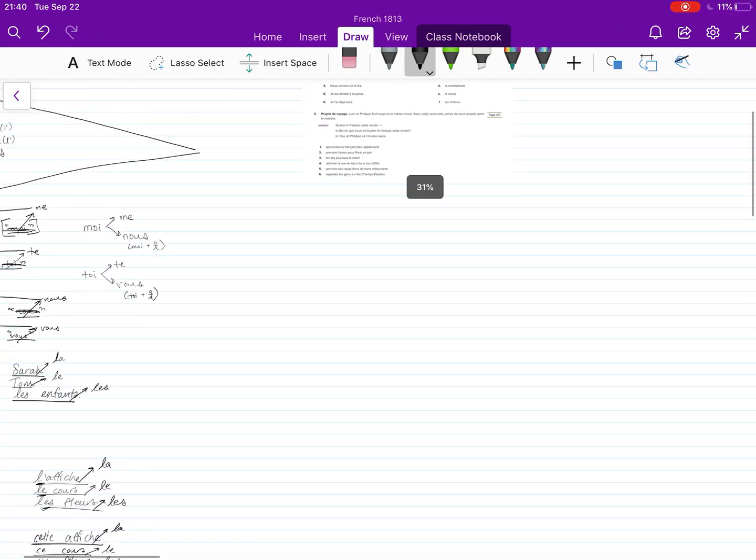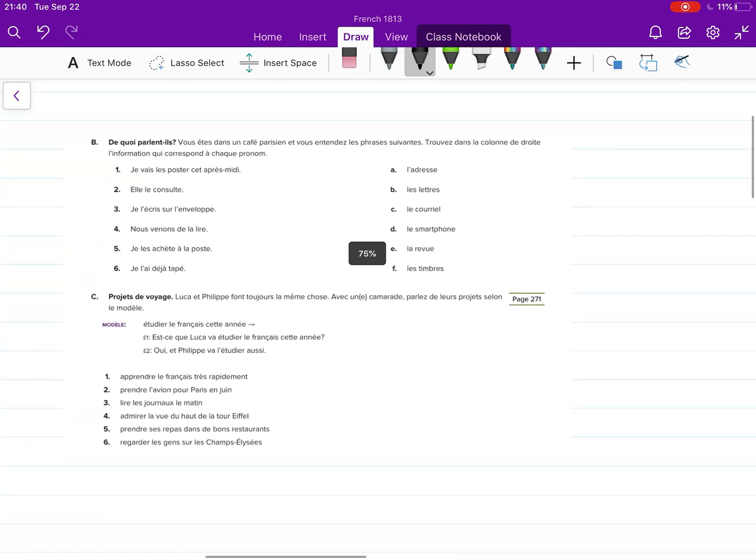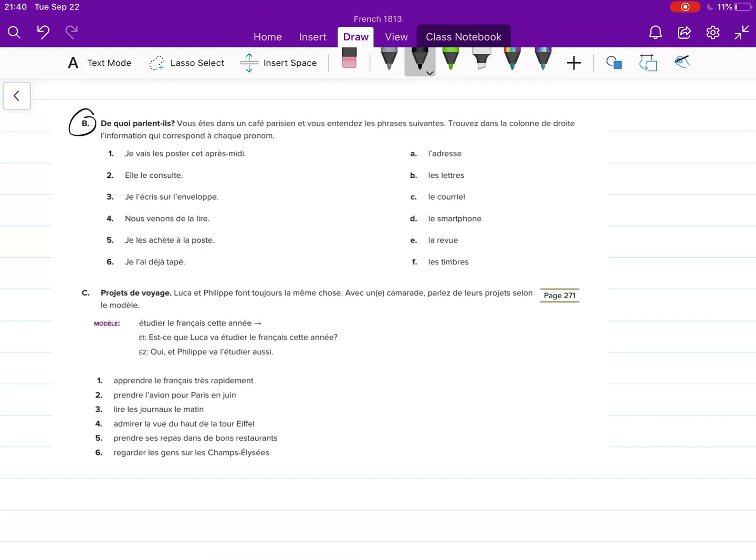Okay, so what I'm going to have you do in class is these two exercises. The first one, de quoi parle-t-il? Vous êtes dans un café parisien et vous entendez les phrases suivantes. Trouvez dans la colonne de droite l'information qui correspond à chaque pronom. So they've given you sentences on the left that already have a pronoun in them. You'll notice that in general they go before the first verb, although sometimes they do not. We will talk about that.